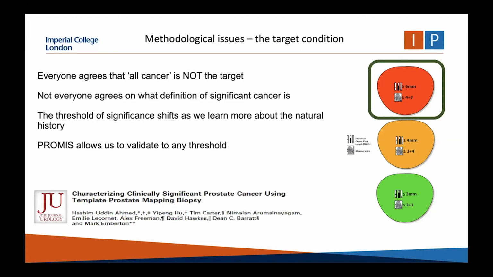The value of PROMIS is that we can evaluate any threshold we want because we have all of that data locked. But we had to set it a priori to a threshold which we defined as UCL definition 1, PROMIS definition 1, as indicated in the top right.